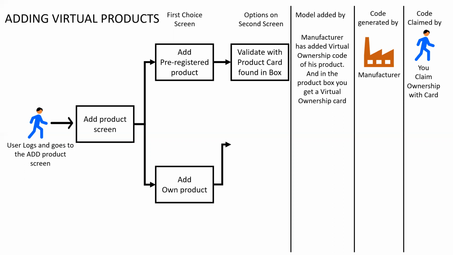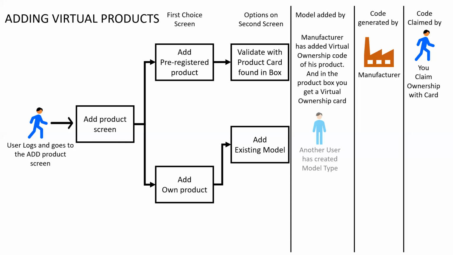Now, when you add your own product, the manufacturer is not in the process here, and you have your car and you want to have a virtual ownership of it. So you can add your own product in two ways. You can add an existing model. So let's say, as we discussed earlier, that you own a Toyota Prius Plus, and this model already exists on GEOOWN. So you can generate the virtual ownership very fast. And we'll go through this process today.